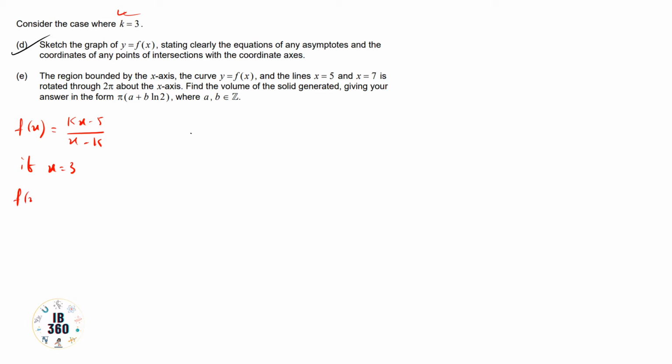So f of x at k equals 3 will be 3x minus 5 divided by x minus 3. This is the equation. Now I just need to draw the graph. Find the values: if x equals 0, then y equals 5 by 3. If y equals 0, then x will again be 5 by 3.